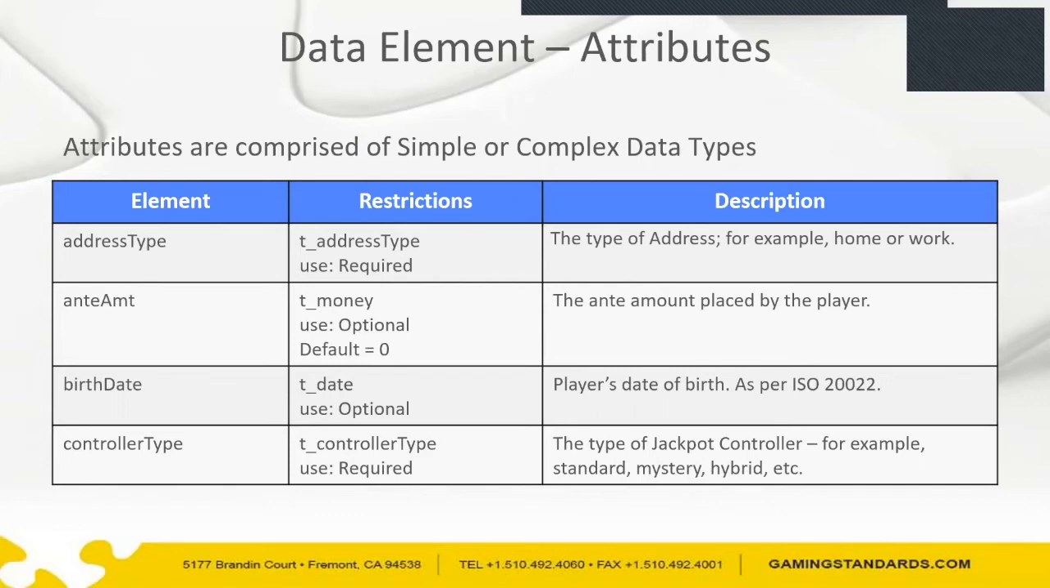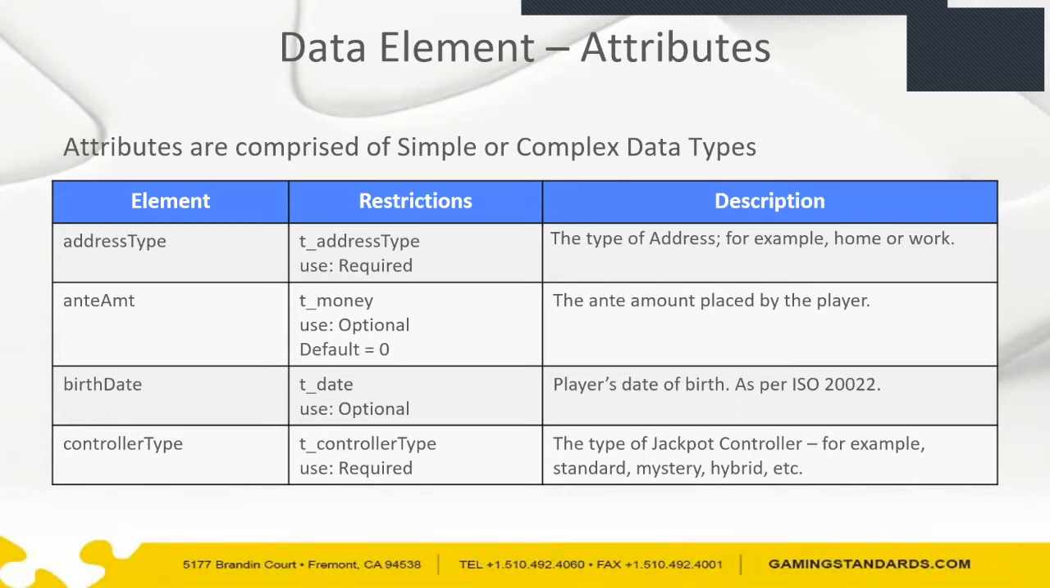So you see here the address type. It is comprised of the simple type T address type. It is a required use, and it is defined as the type of address. For example, home or work, and that type of address, home or work, is actually an enumeration, and I'll show you how those work momentarily. Ante amount is another attribute or element, and it is comprised of the T underscore money simple data type. It is an optional use, and the default value is zero.